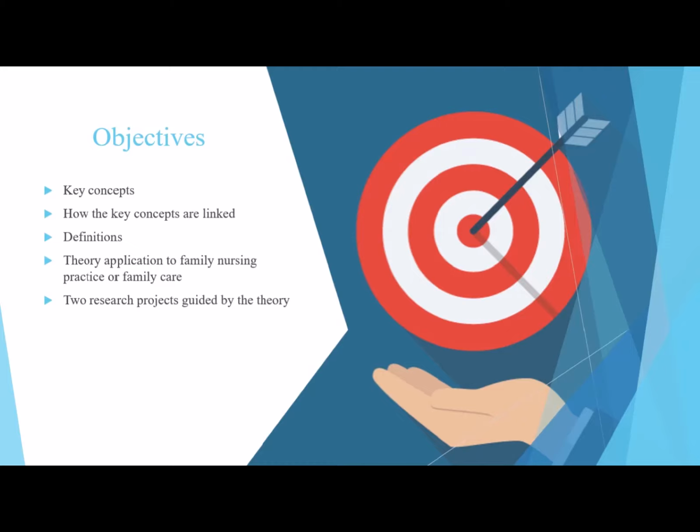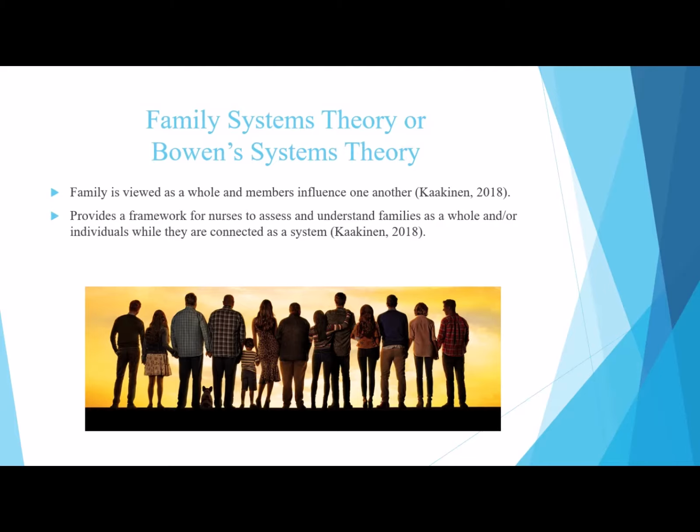Family systems theory views the family as a whole, while individual family members influence each other. This theory is used by nurses to assess and understand how families are organized as a cohesive unit. The theory can be used to look at the family as a whole or at the individual who is a part of an interactive and connected system.